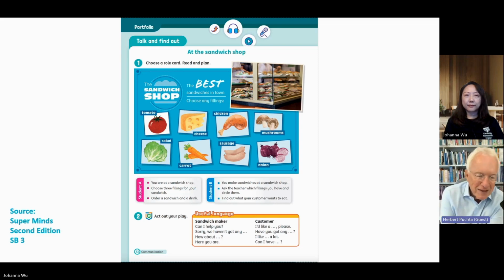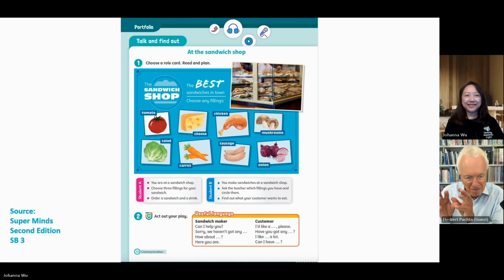So the principles that I introduced previously, talking about this substitution table, is actually first of all making sure students understand the language. Secondly, making sure they know that they're not just supposed to make sentences, but they should make meaningful sentences. In other words, when the sandwich maker says, can I help you? They should, for example, say, can I have a cheese sandwich? But if they don't like cheese, then it doesn't make sense. Then they have other options here. They can say, I'd like a tomato sandwich, please, and so on and so forth.